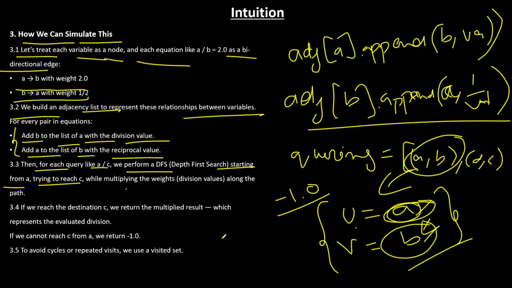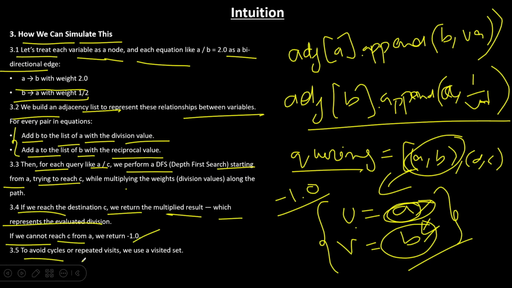After traversing the complete DFS, if we don't get the other value, then we return -1. So in two cases, we will be returning -1: one, the first iteration when we take the query before starting the DFS, and then in the DFS. If we reach the destination C, we return the multiplied result, which represents the evaluated division. Simple. If we cannot reach C from A, we return -1. To avoid cycles and repeated visits, we use a visited set, which is a common practice in DFS traversal.